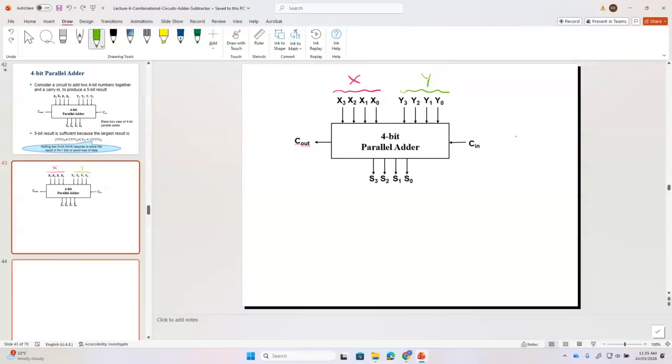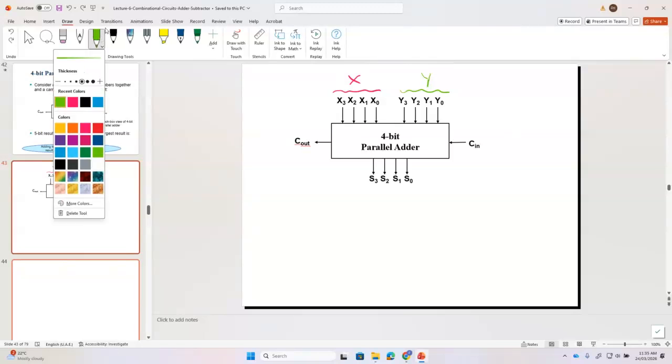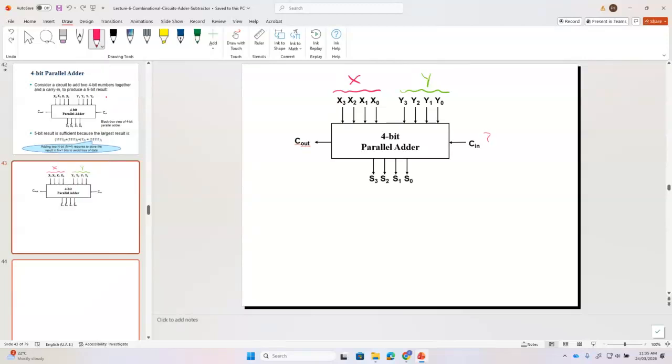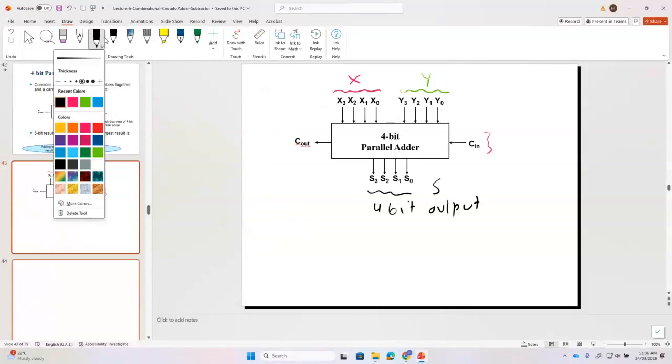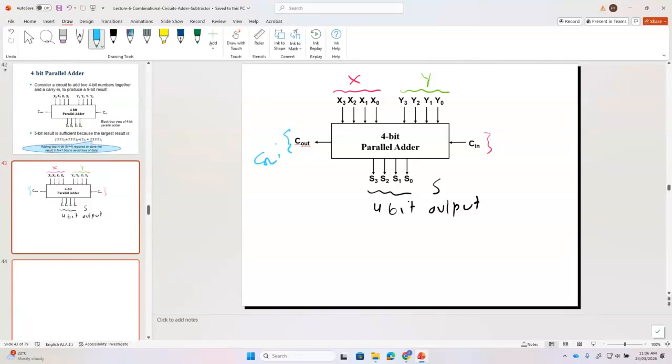Cn is my third input. So all these things are inputs. Now we have outputs. This is my output, a 4-bit output, which is called the sum, S. And now we have another output, which is actually C out.